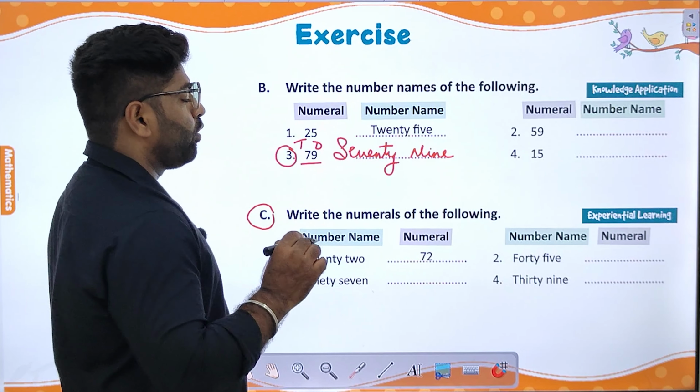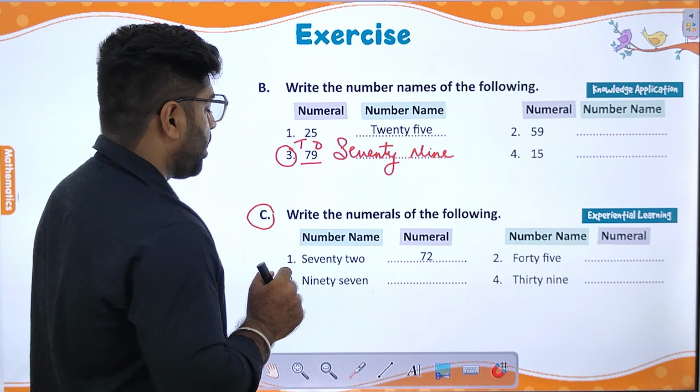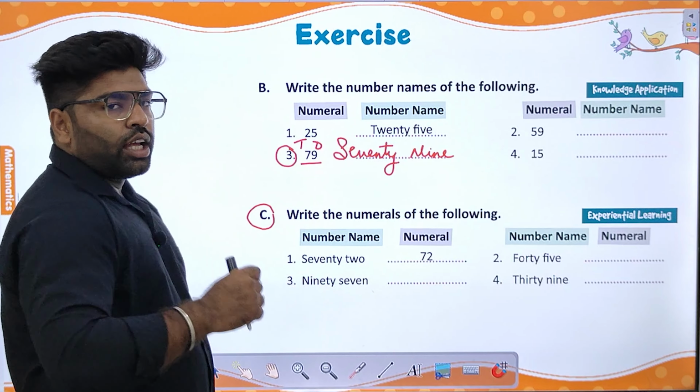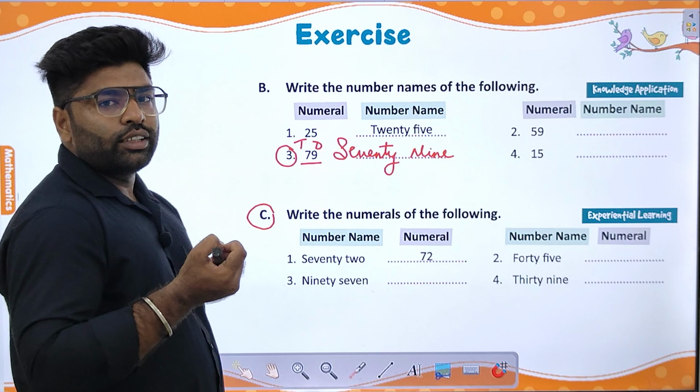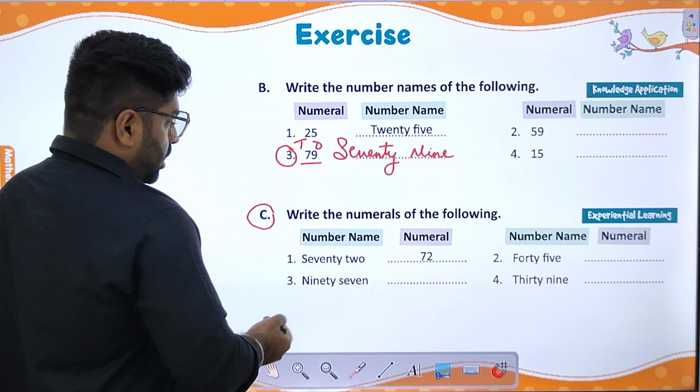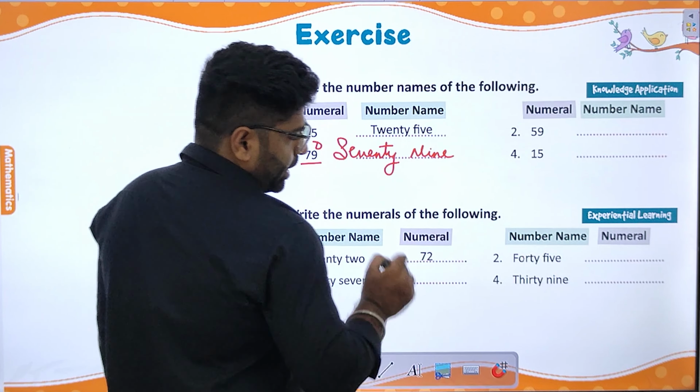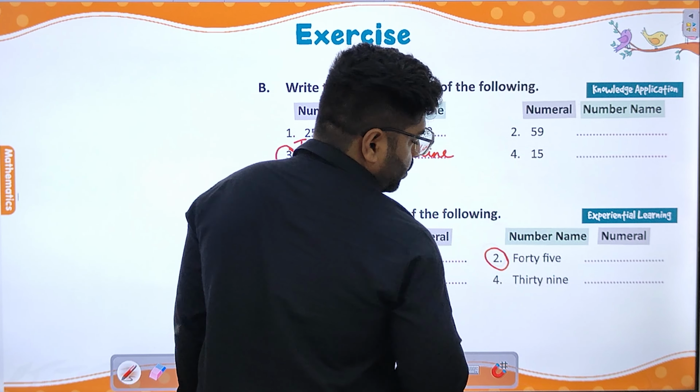That is question number C. Write the numerals of the following. In numerals, we have given the number name and then according to it, we have to write the number or numerals. So let's pick question number 2 here.